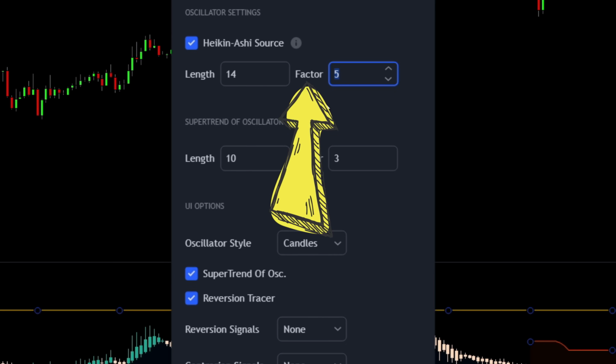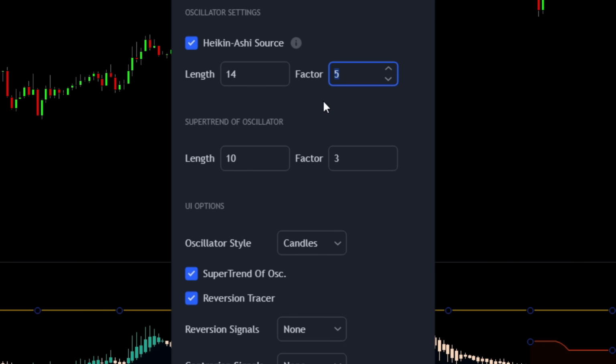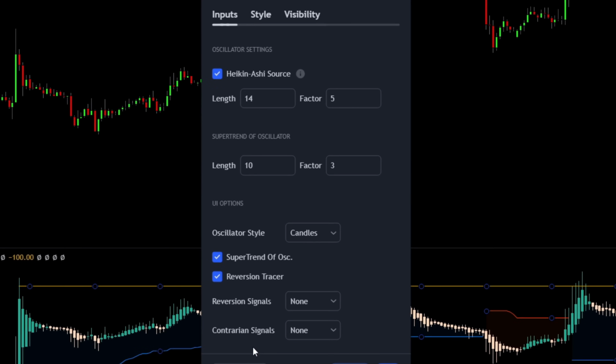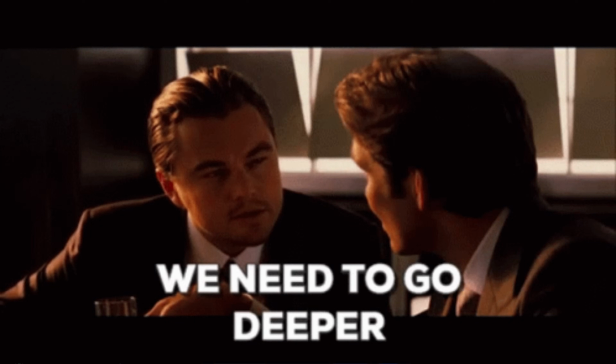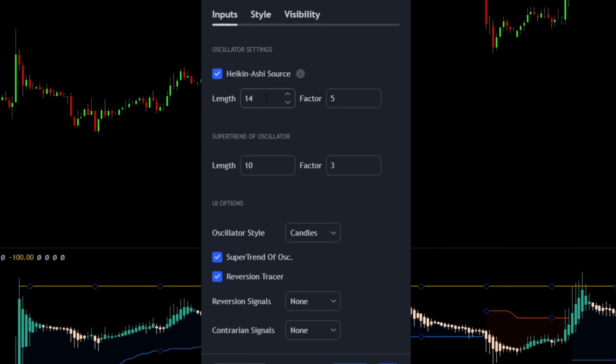As for the factor, we can think about this as the distance of the SUPERTREND line from the price. And for this one, I'm actually gonna keep it at 5. As for the next setting, this is the SUPERTREND of the actual oscillator. So this is pretty much a SUPERTREND of a SUPERTREND. And to create harmony between these two indicators, I'm gonna increase the length to 14, just as we did with the oscillator, and I will also actually increase the factor here.